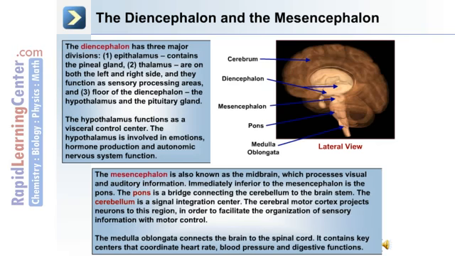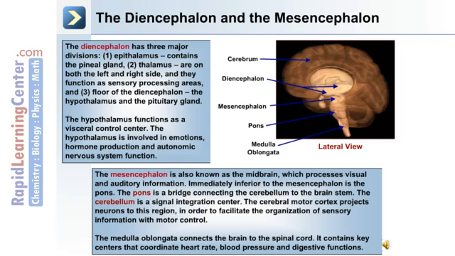The mesencephalon is also known as the midbrain. This processes visual and auditory information. Immediately inferior to the mesencephalon is the pons. The pons is a bridge connecting the cerebellum to the brainstem.